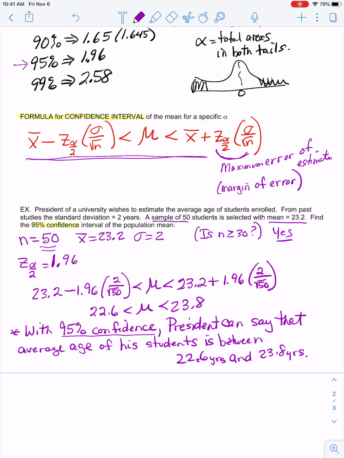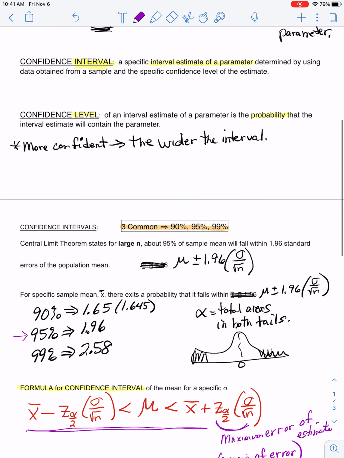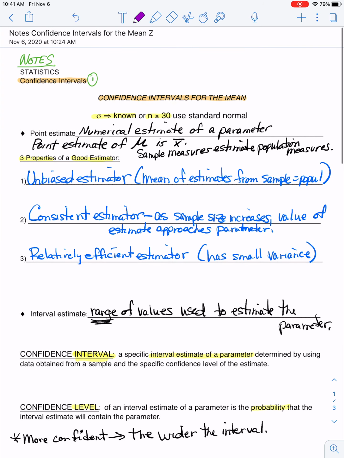Okay, well, there's a brief introduction to confidence intervals for the mean. Put that formula on your formula sheet, and I'll see you soon.